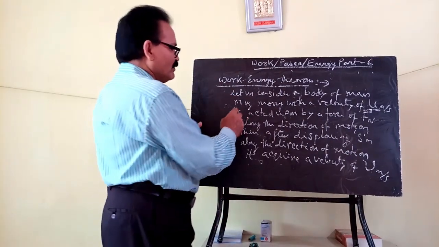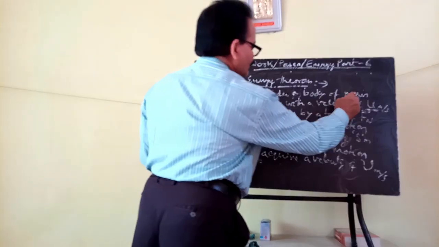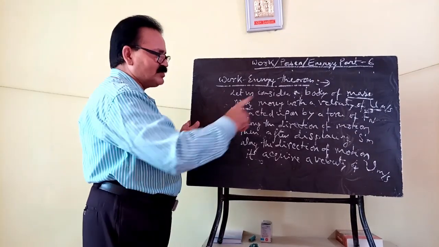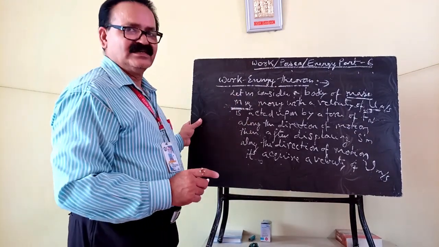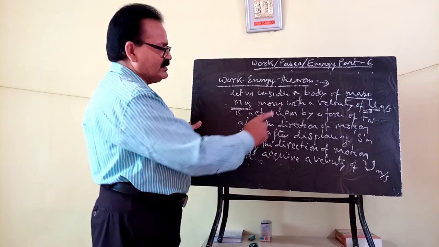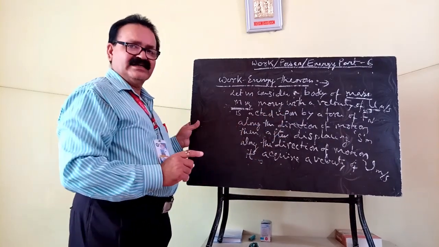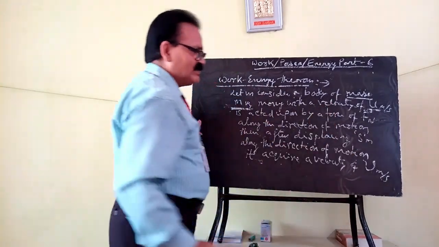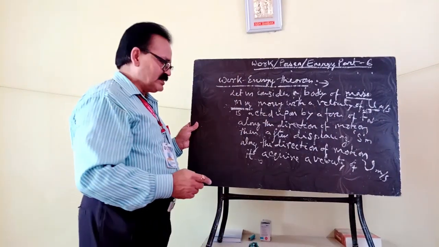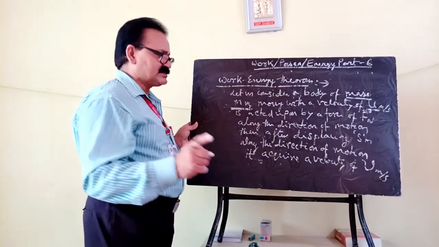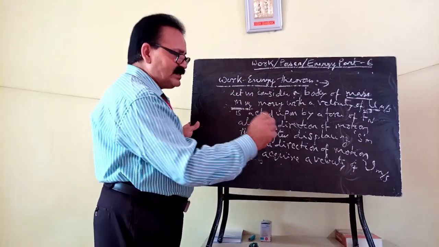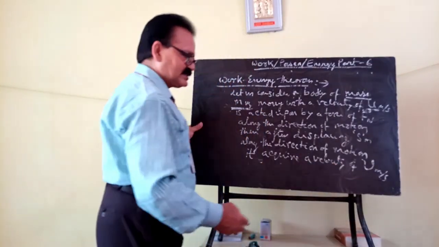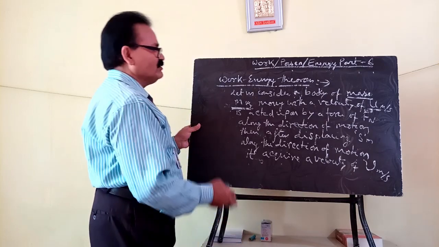and the body has a mass of m kg. Mass of m kg moving with a velocity u meter per second. Okay, and on that body a force F Newton is applied, and then the body moves S meter along the direction of motion after the application of force. Then when it completes its S meter distance, the body acquires a velocity of v meter per second. Okay, clear?